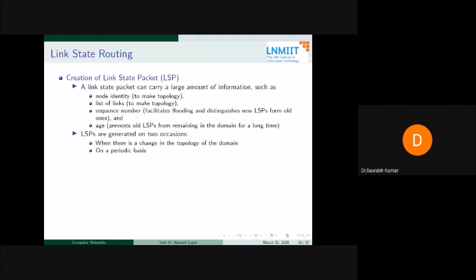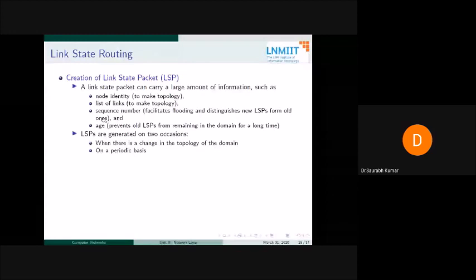So first, when you create a link state packet, it carries a large amount of information. What is that information? Node identity and list of links, which are required to make the topology. Third, very important, is the sequence number. Why is it utilized? Because it facilitates the flooding and distinguishes new LSPs from old ones.